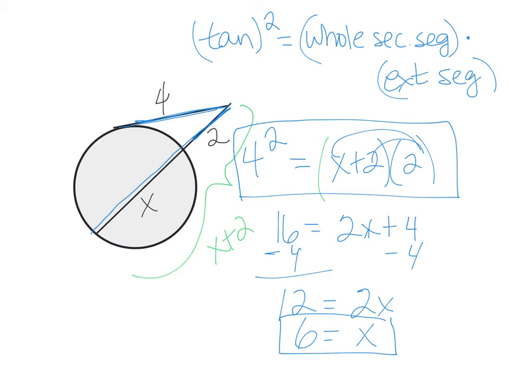So 6, 7, 8. The whole thing's 8 times 2 is 16. That's going to equal 4 squared, which is also 16.